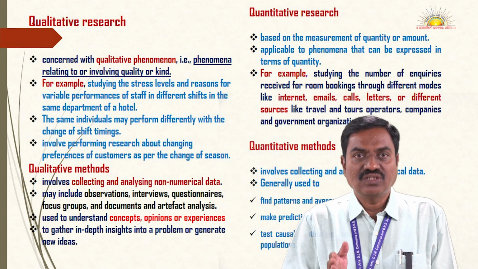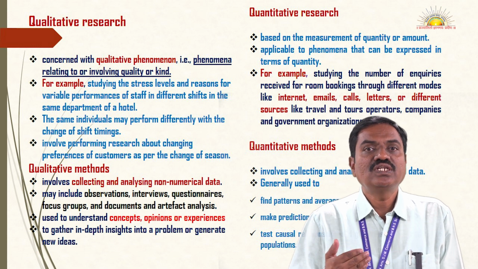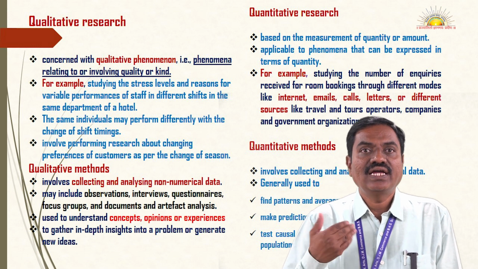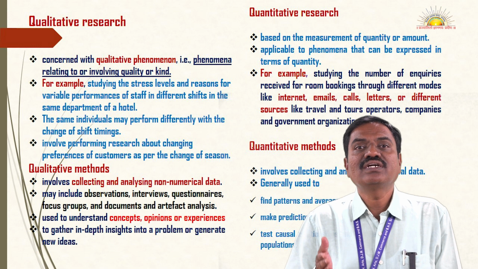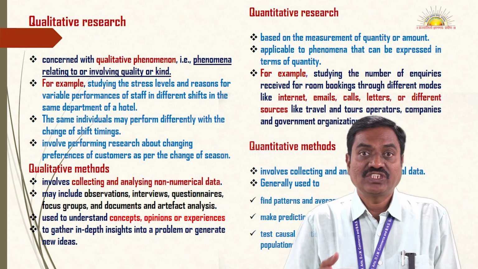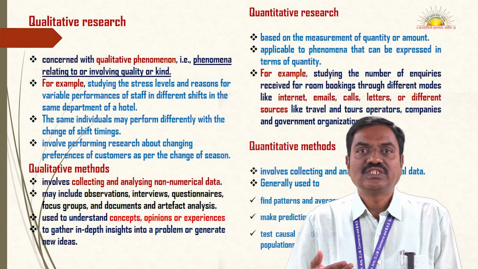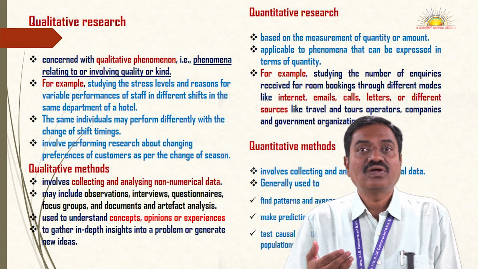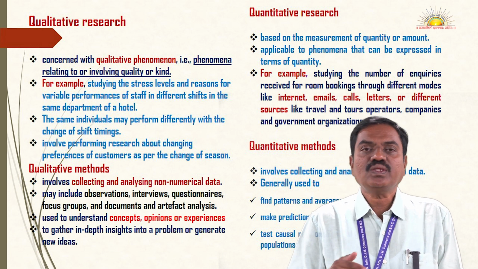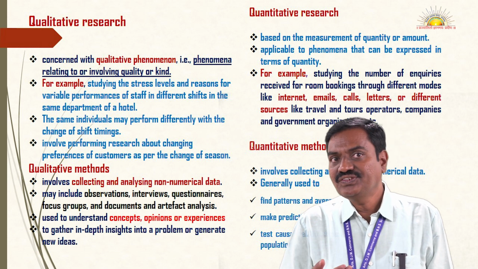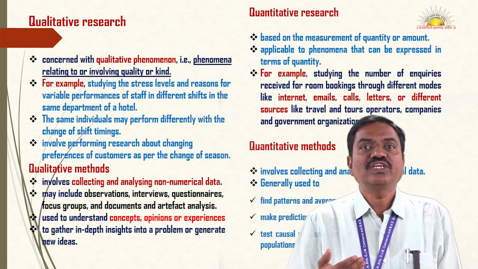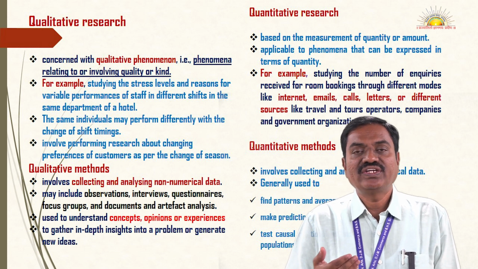The next research term that I am going to talk about is qualitative methods. Qualitative methods involve collecting and analyzing non-numerical data, and it may include observations, interviews, questionnaires, focus groups, and documents or artifact analysis. Qualitative methods can be used to understand concepts, opinions, or experiences, as well as to gather in-depth insights into a problem or generate new ideas.